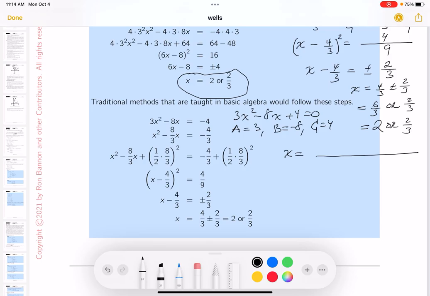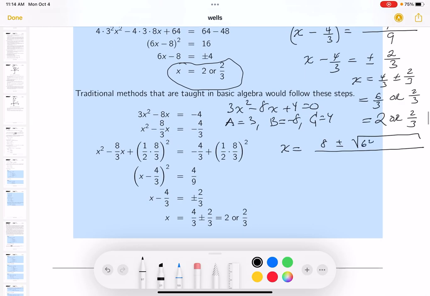The opposite of B is 8 plus or minus, and a long root there. The b squared is going to be 64 minus 4 times a times c. Well, 4 times a is 12, and 12 times 4 is 48. Let's keep going. The bottom is going to be twice a, which is 6.